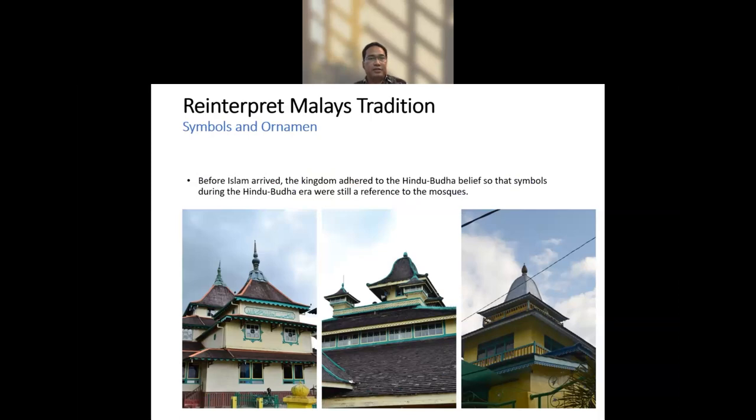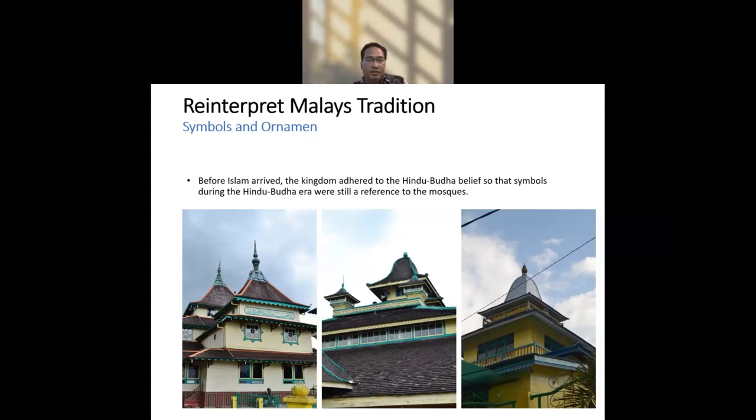Then we talk about symbol and ornament. Before Islam arrived, all the sultanates were Hindu-Buddhist kingdoms. So the symbols of the Hindu-Buddhist era were still referenced in the mosque. As we can see in this picture, on the top of the roof of some mosques, decoration in the form of stupas, clappers, or bells is used, which are usually found in temple buildings or Hindu-Buddhist religious buildings. So the previous tradition is still used, even though it has changed to Islam.